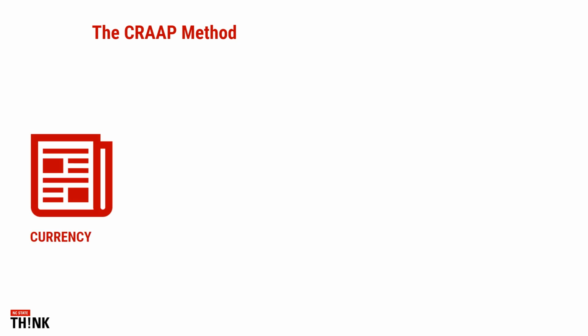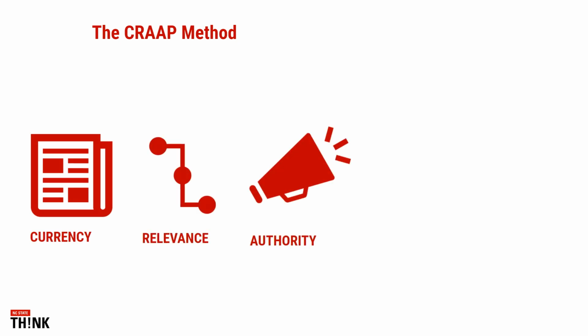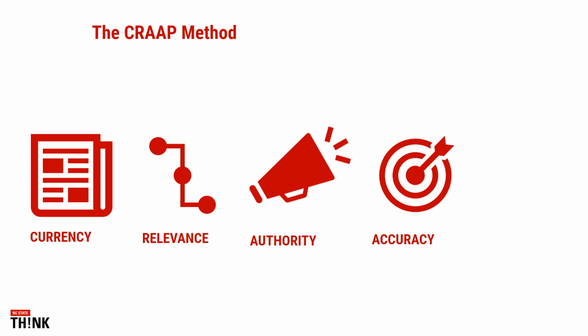Developed by librarians at the Merriam Library at California State University, Chico, CRAP is an acronym that stands for Currency, Relevance, Authority, Accuracy, and Purpose. This method provides excellent structure for how we can encourage our students to dig more deeply into the sources that they are drawing upon.